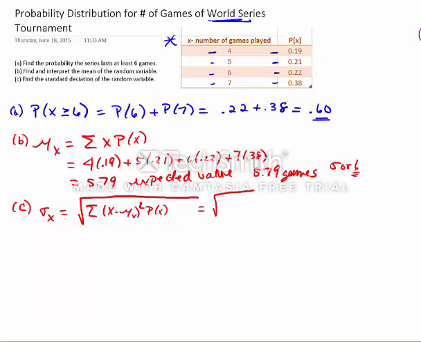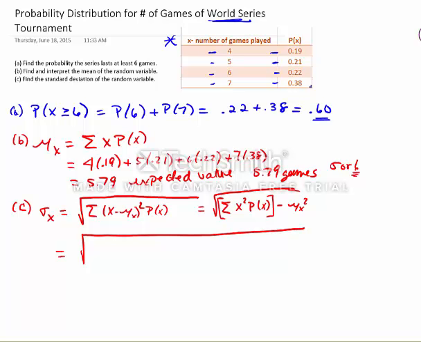A variation of this formula makes the calculations a little bit easier to handle, and that is we take each value squared times the probability, and then from that summation we subtract the square of the mean. So we do this summation first, subtract the square of the mean, and then take the square root.